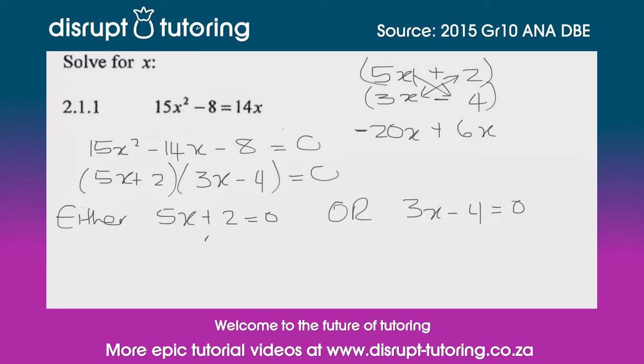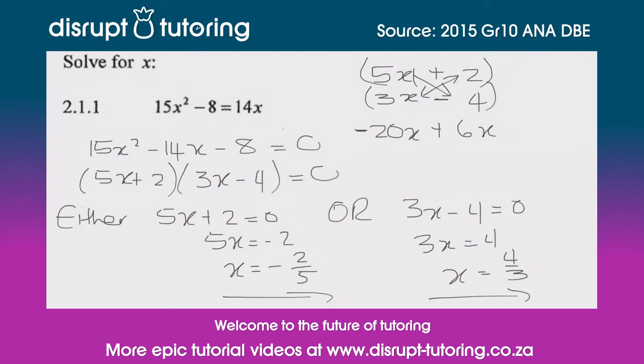Now we're going to solve through for this, so it's going to be 5x equals minus 2, so x is equal to minus 2 over 5, or 3x equals 4, so therefore x is equal to 4 over 3, and that gives us our two potential answers for this equation, and that will get you a full 4 nice and easy marks. Really good job.